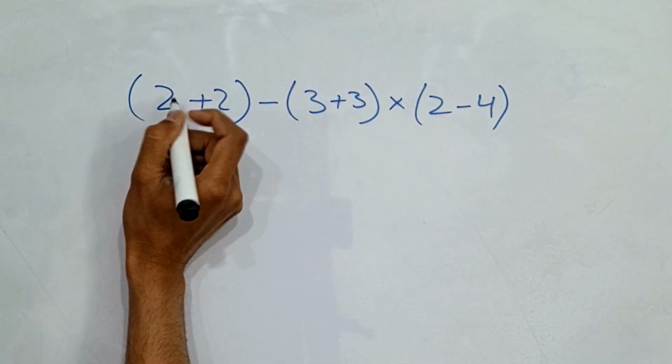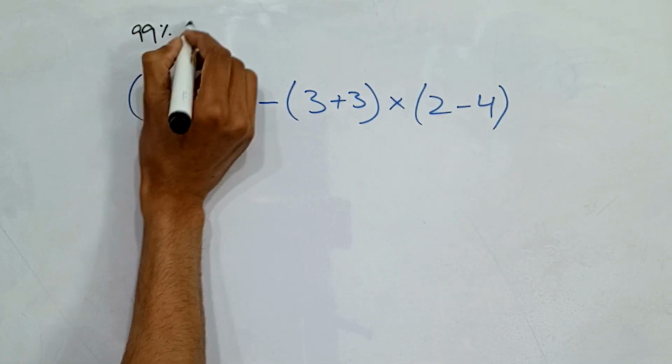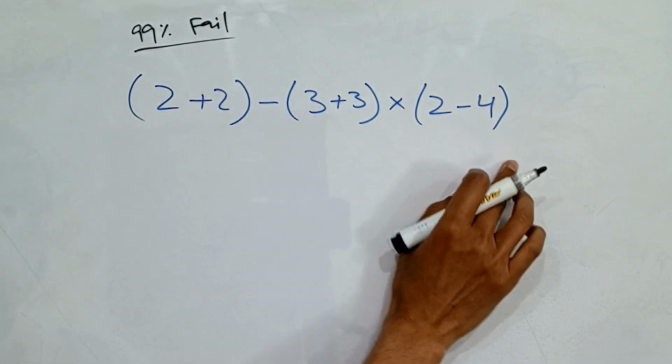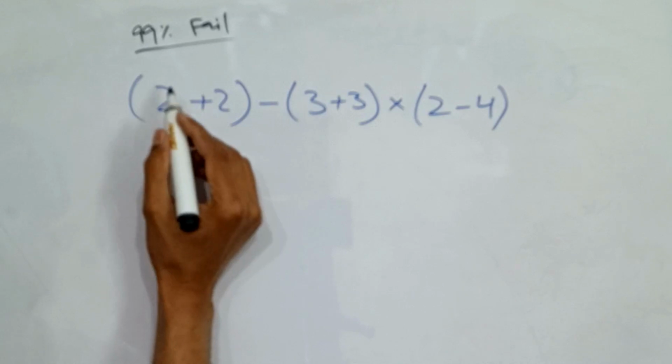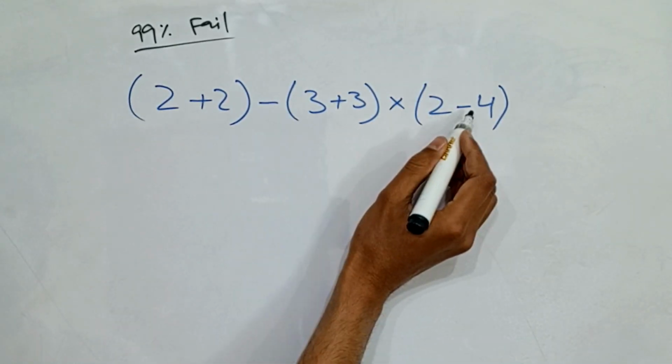Can you solve this? This is a very interesting question. 99% fail, right? Fail. So now let's solve this. 2 plus 2 minus 3 plus 3 times 2 minus 4.